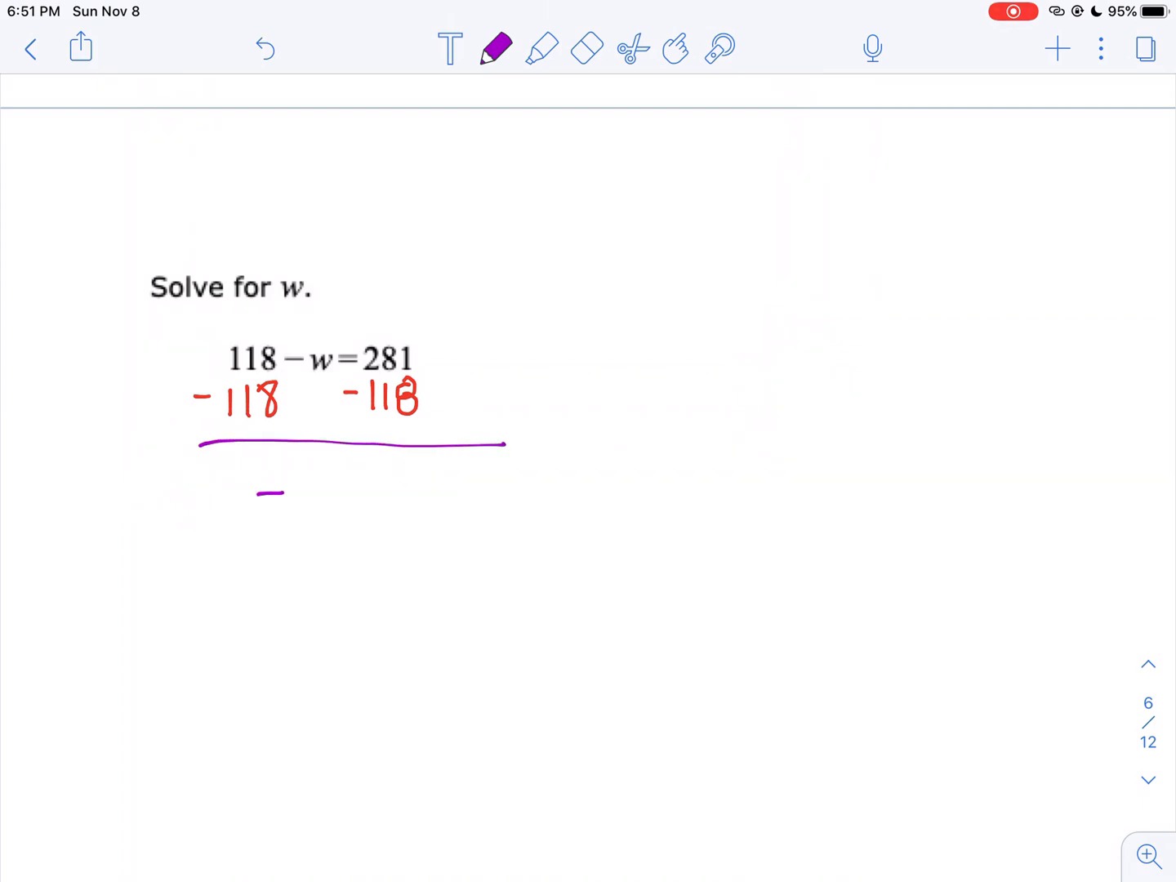It's negative W equals 281 minus 118, well, let me see, 11 minus 8 is 3. 7 minus 1 is 6, and 2 minus 1 is 1. You put positive 163, but notice it's negative w, so we want to divide both sides by a negative 1. A negative divided by a negative is a positive, so you get w equals negative 163. And there's that solution.